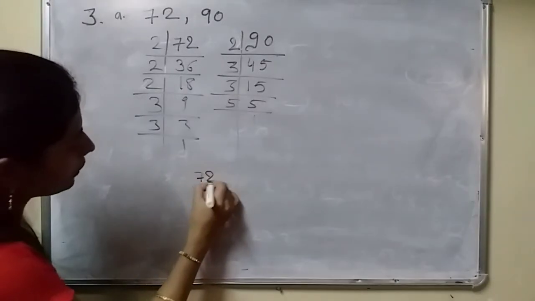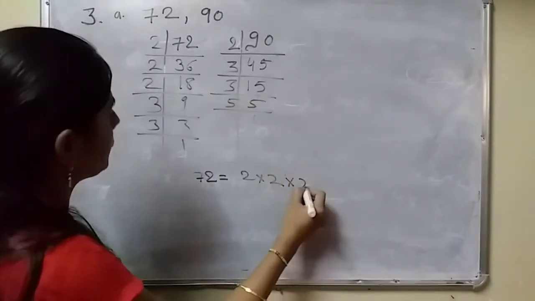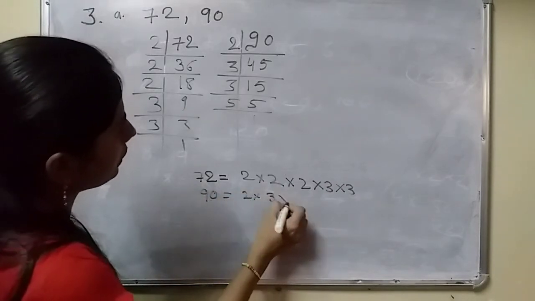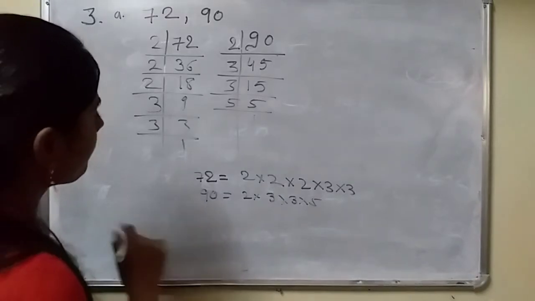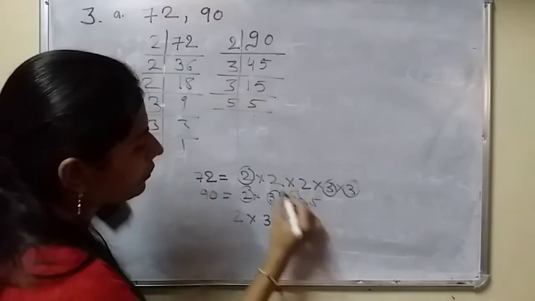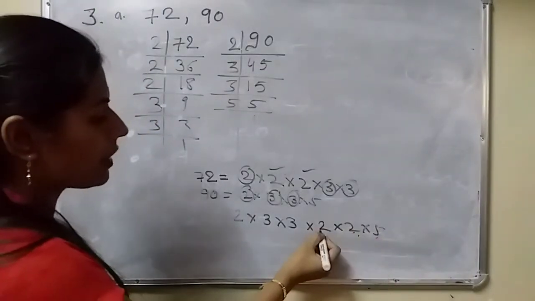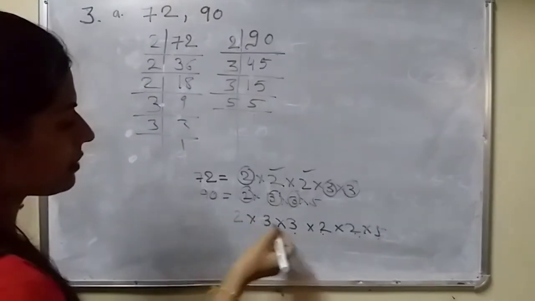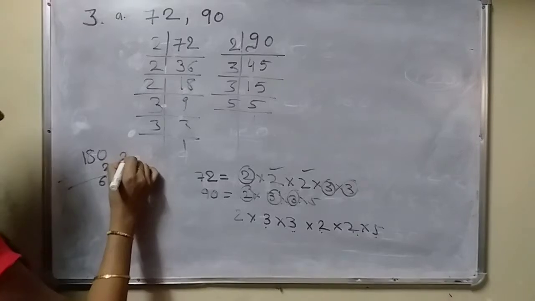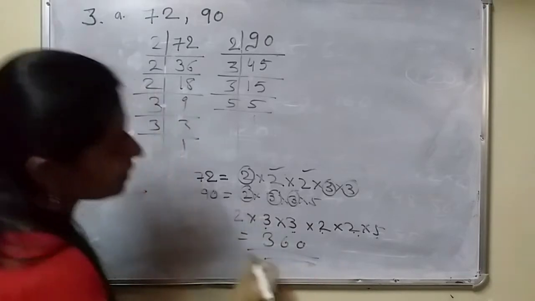Now see, write the factors. Factors of 72 are 2 into 2 into 2 into 3 into 3. Factors of 90 are 2 into 3 into 5. Now see, the common numbers here 2 into 3 into 3. And here the remaining numbers, 2 into 2 into 5. 5 twos are 10, 10 twos are 20, 20 threes are 60, 60 threes are 180, 180 twos are 360. So 360 is our answer.